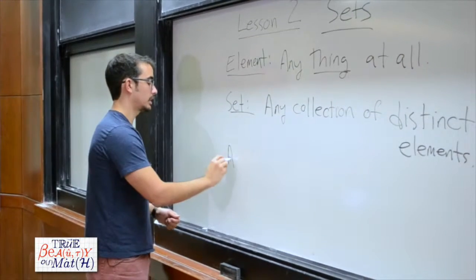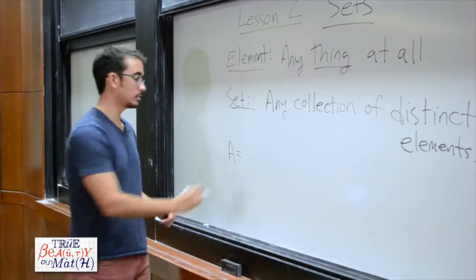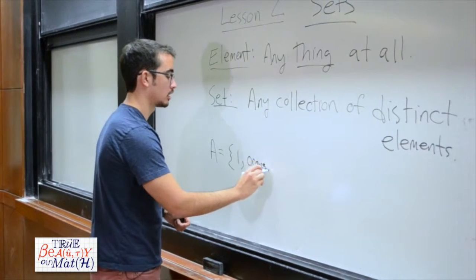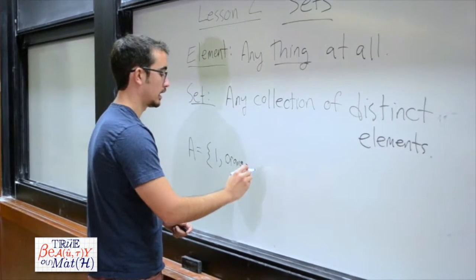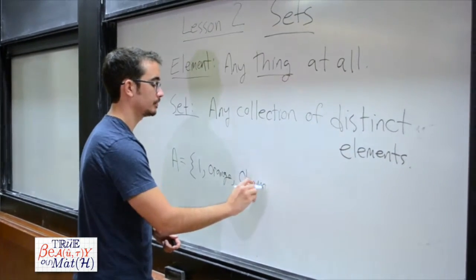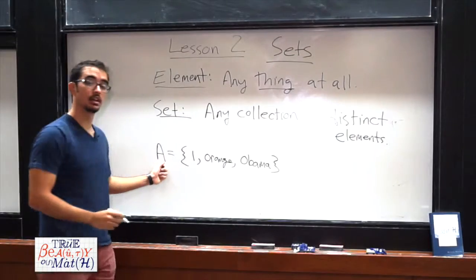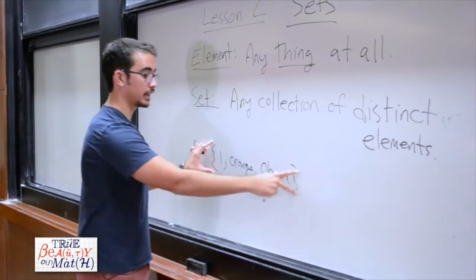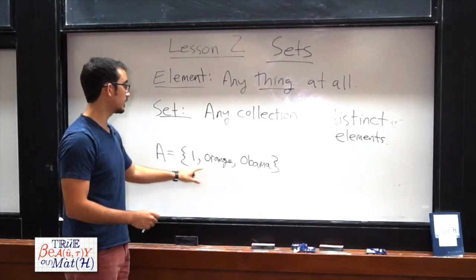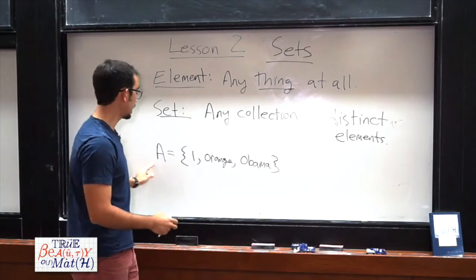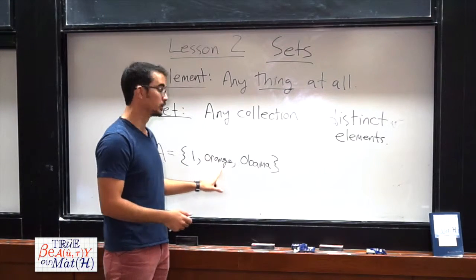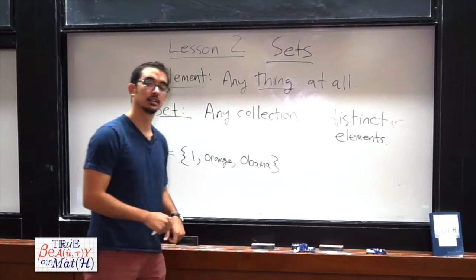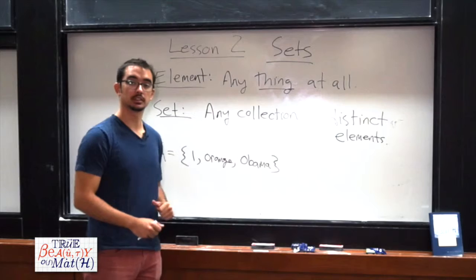We can call some set A, for example, and its elements could be 1, orange, and Obama. This is a set that we call A, and it's got 3 elements, which we will denote by putting them in these fancy curly brackets, separating the elements by commas. And this set has 3 elements, the number 1, the fruit orange, or the color orange, depending on what you want to go with, and President Obama, as 3 elements for some set.